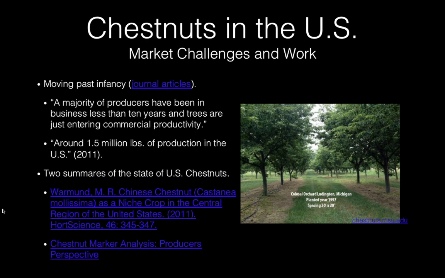Around 1.5 million pounds of production was in the U.S. in 2011, and that is pretty stable from year to year and growing. Some summaries for how producers are getting chestnuts to market can be found in the following two links.